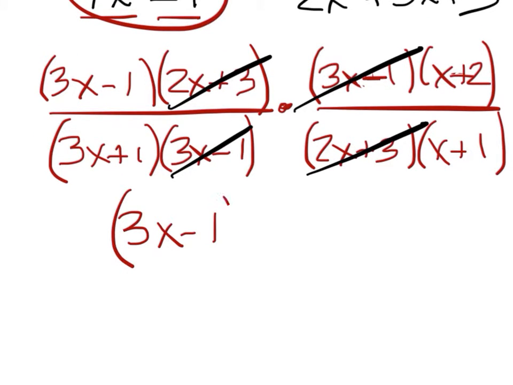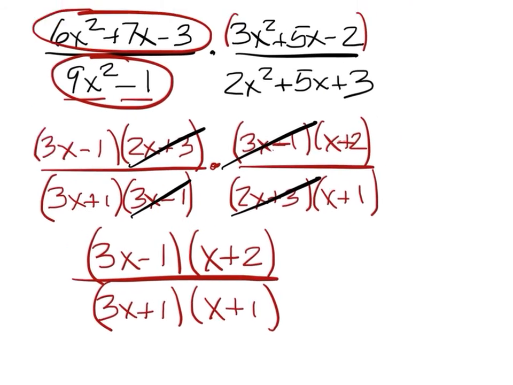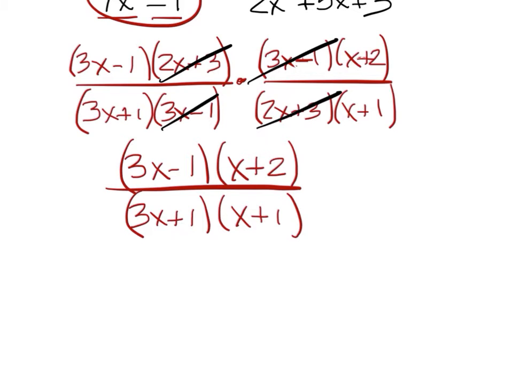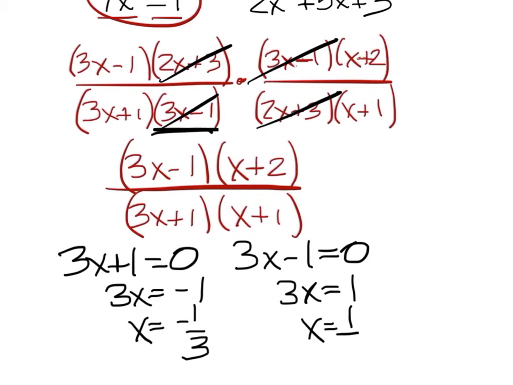So we end up with 3x minus 1 and x plus 2 on the top. And then on the bottom, 3x plus 1 and x plus 1. But we have to figure out what this cannot be equal to. And since this is a multiplication problem, we only have to look at here and here. And here they are factored out. So we'll go down here to the bottom and do 3x plus 1 equals 0 to get 3x equals negative 1, which is a negative third. And then the same thing with this one, 3x minus 1 equals 0. 3x equals 1. X is a positive 1/3.